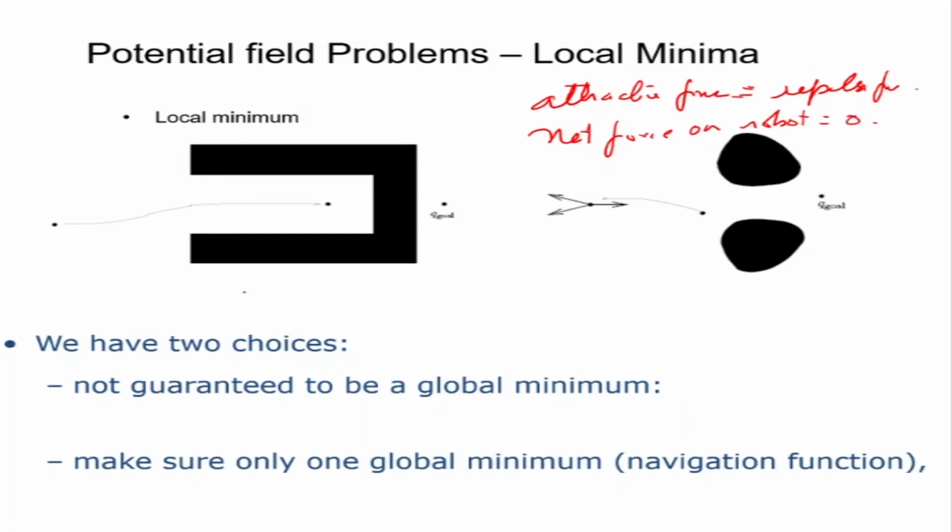For example, in the left-hand side case, when the robot is coming in like this and comes here, the force that is pulling it away and the force that is attracting it, the net force becomes equal to 0 there. So the robot just stops there. It would appear that it has reached the goal because the robot has stopped, but it has not reached the goal. Similarly, on the right-hand side, if there are two obstacles placed like this, the robot can go like this and come here. The force in this direction and the force in that direction cancel each other, and sigma F is equal to 0 again. So the problem is that the final position of the robot is not guaranteed to be a global minima.